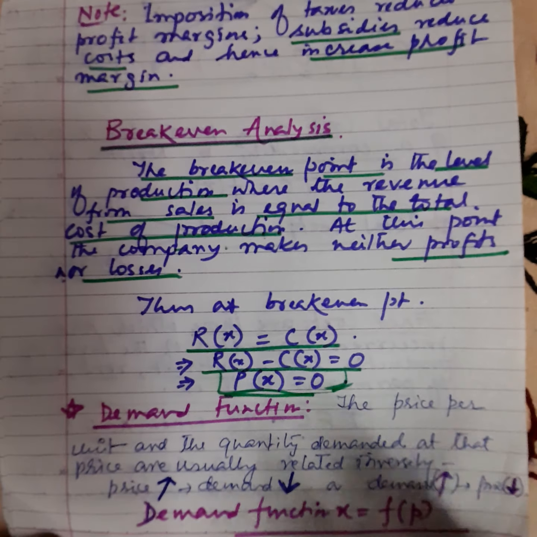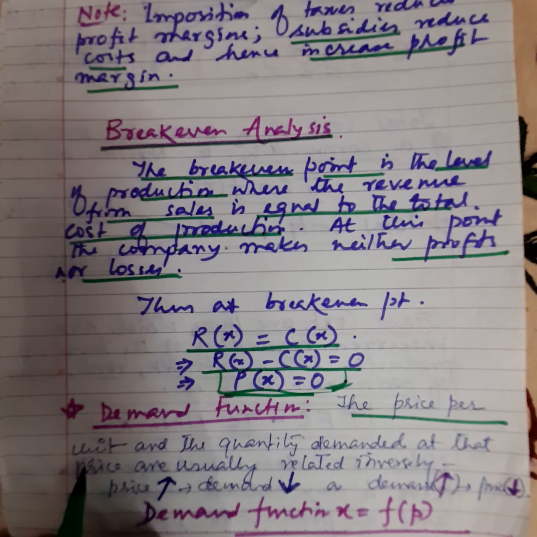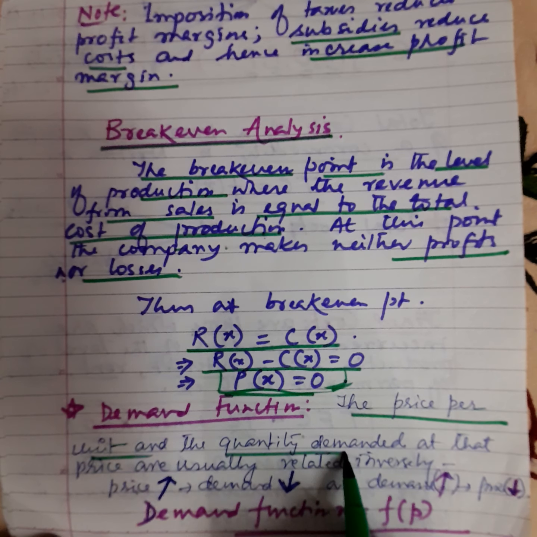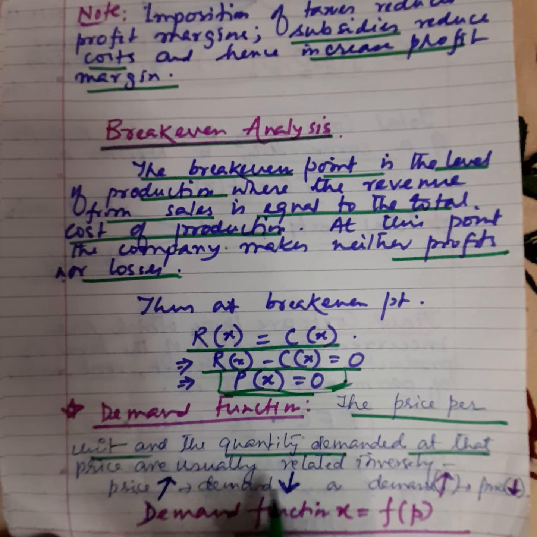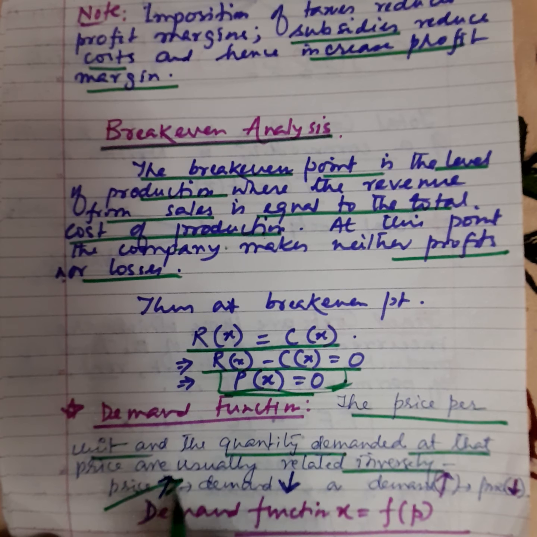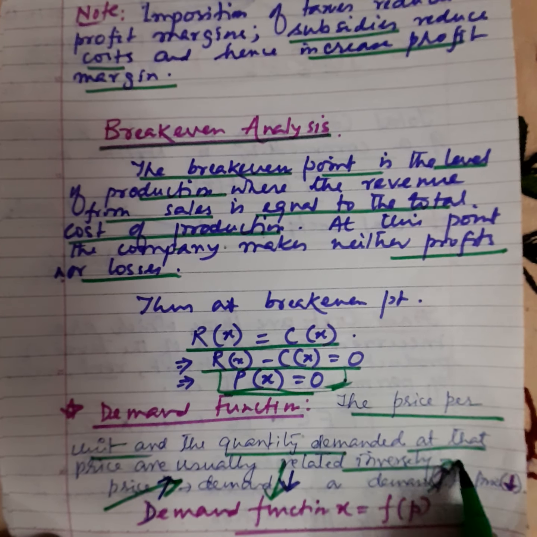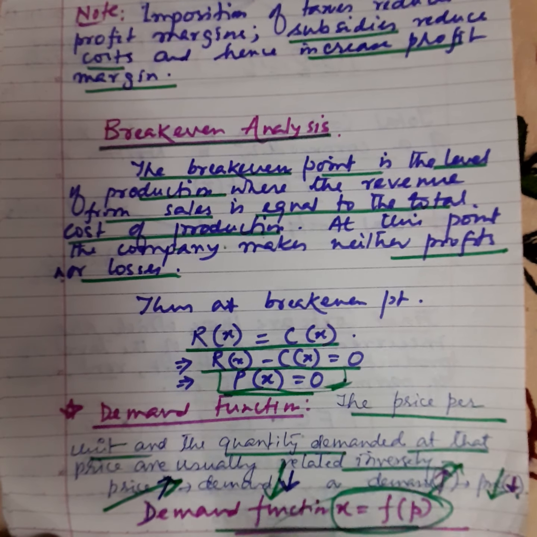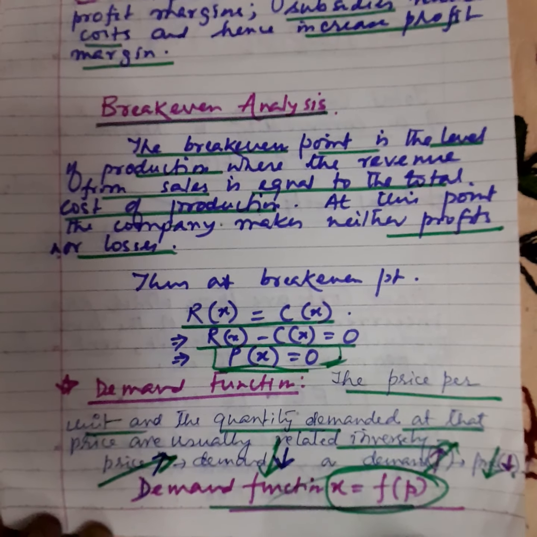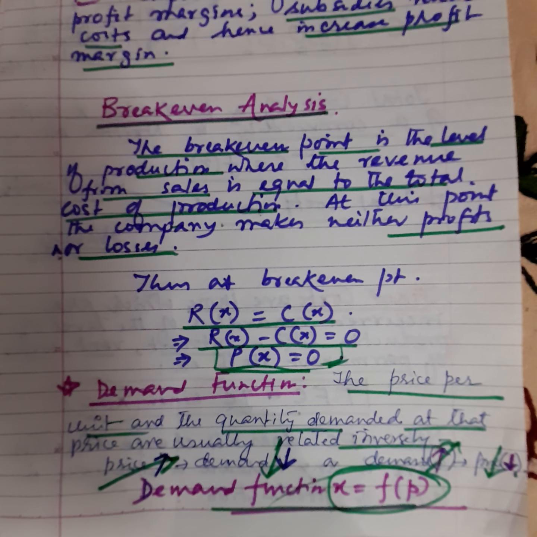Now, the demand function. The price per unit and the quantity demanded at that price are usually inversely related. As I told you, if the price is high, the demand is less. If the demand is high, the price is less. The demand function is x is equal to f(p).